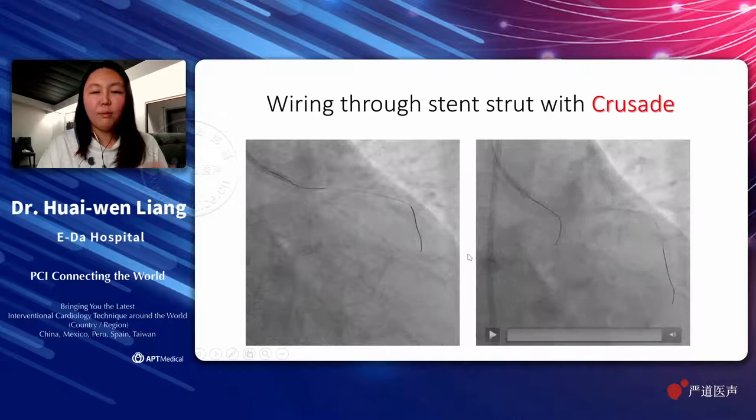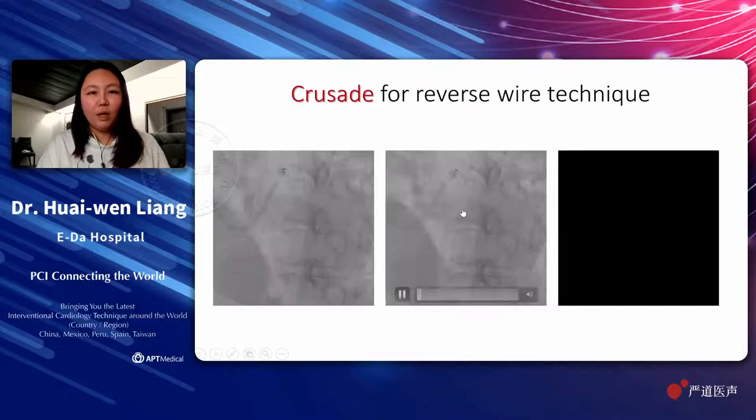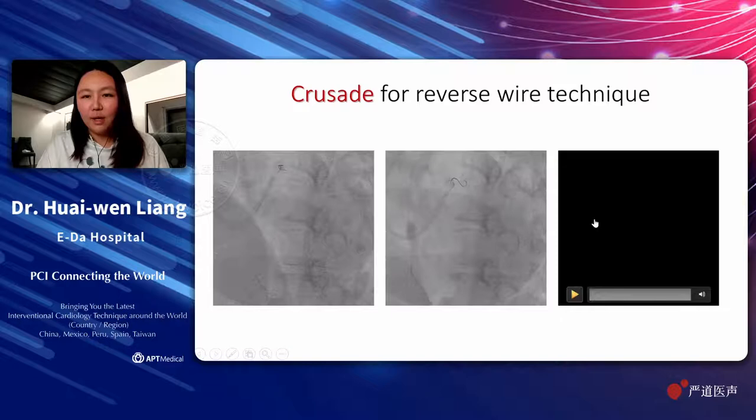And Crusade could also, in this case, where there is a big angle, help us to perform the reverse wire technique. You could see from this angle, the circumflex has a big angle, and we accomplished this case with a Crusade technique.